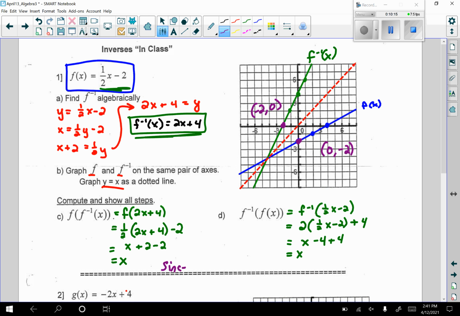Since, and I'm just using this notation right here, f of our inverse is equal to this right here, the inverse of f of x, or f of x substituted into the inverse. They're both equal to each other and they both equal x. They are inverses.